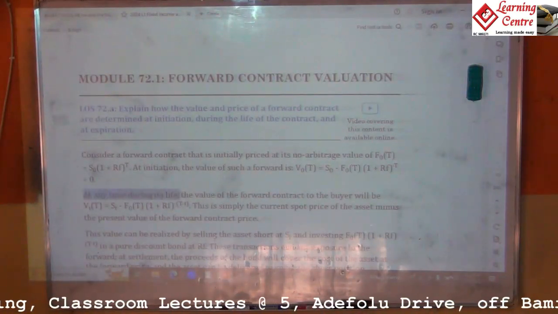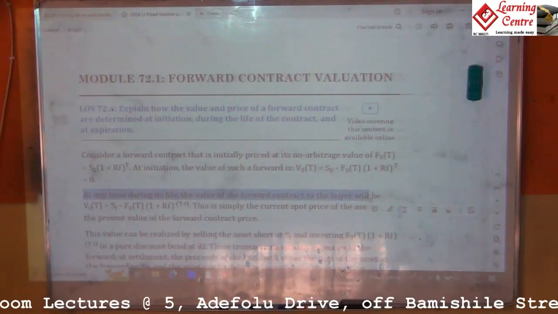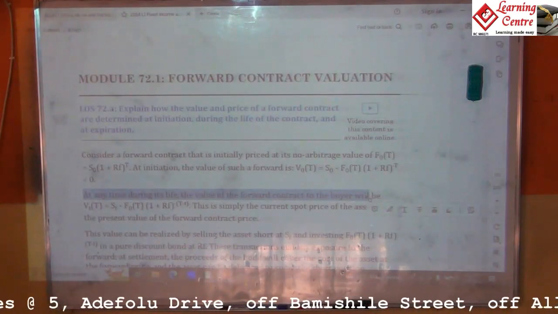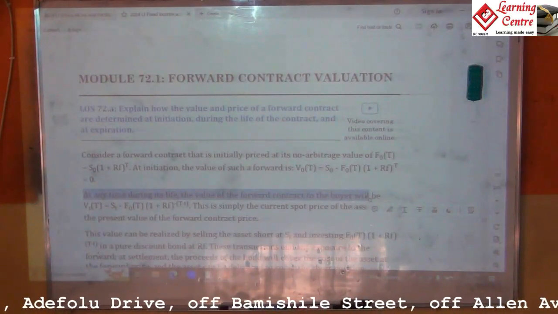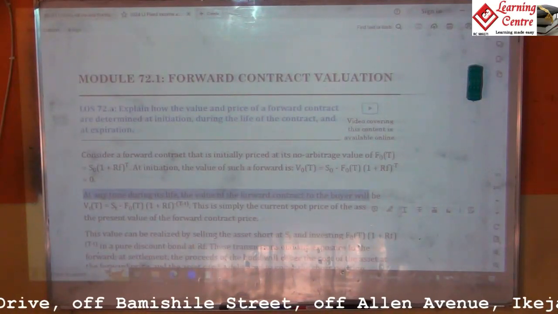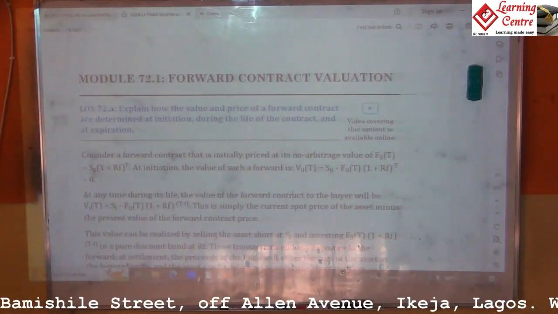Now, at any time during the life, the value will be changing. Remember, we spoke about it in our analysis. Once the value is going up and down, buyer is gaining, seller is losing, seller is gaining, buyer is losing. That's how it will be fluctuating. So that's what it's saying. At any time during the life of the contract, the buyer and all these stories.